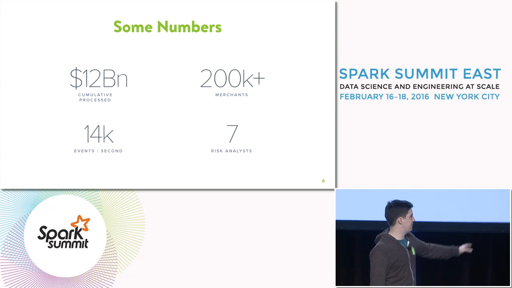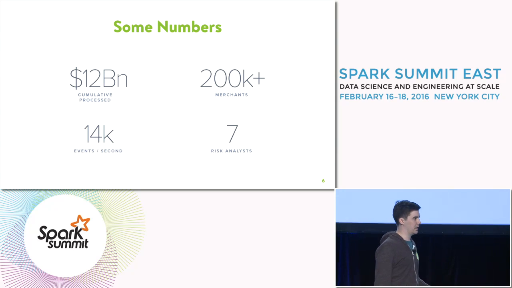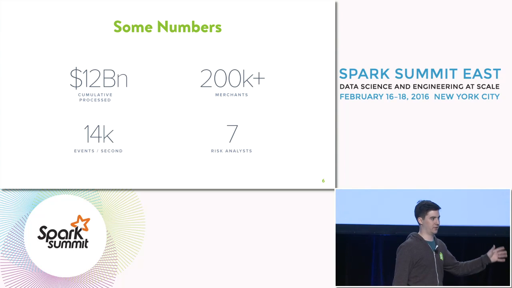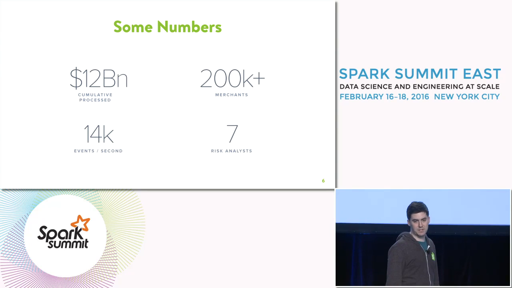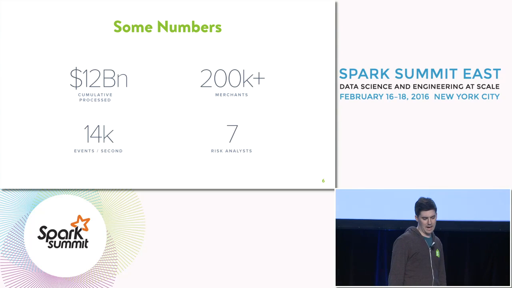It's probably about double that now. There are 14,000 events per second coming from our application. These do not include Nginx logs or anything like that. This is just straight Kafka events coming out of the application. And we have 7 risk analysts right now. I think actually that number might be 8 too. That's a lot of events per second for 7 people to look at, so we need to somehow filter that down.